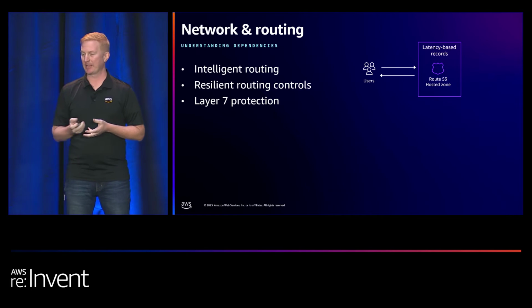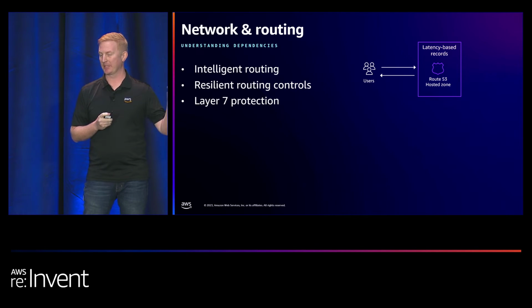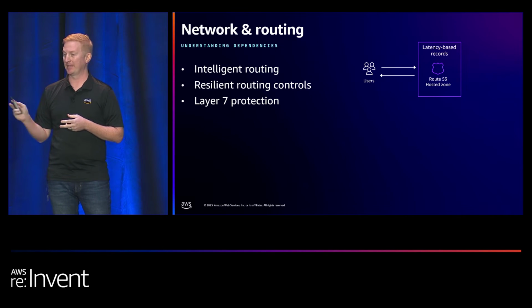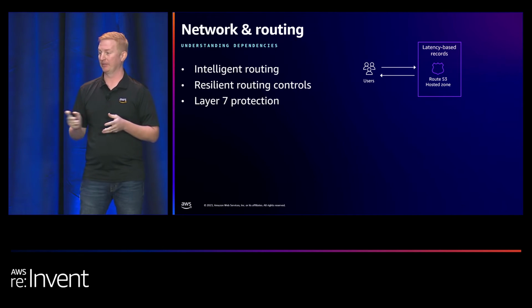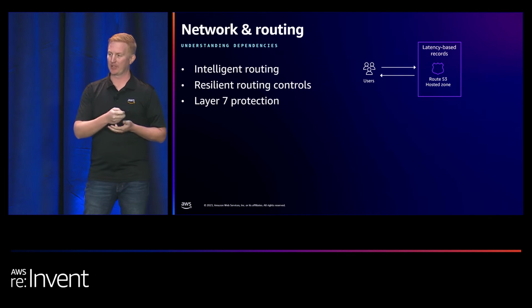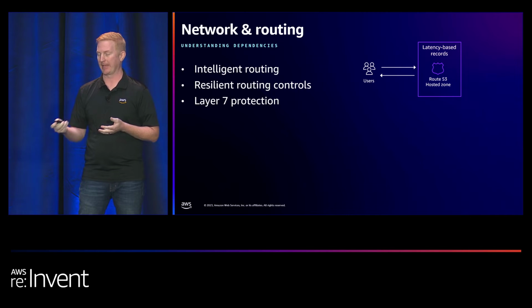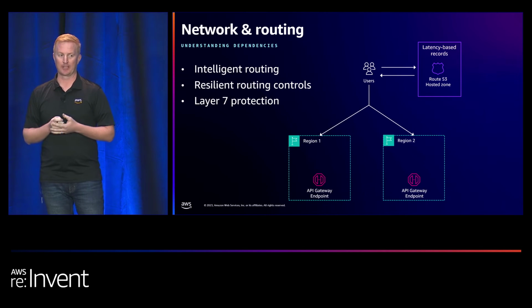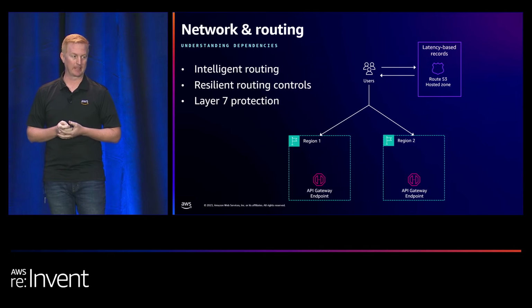And what these latency-based record sets essentially do is a user comes in, they make the request to the Route 53 record. Route 53 determines the application that would have the lowest latency for this particular request, and it returns the IP for that application that would have the lowest latency. So the user is then directed to the relevant region with the lowest latency to them.